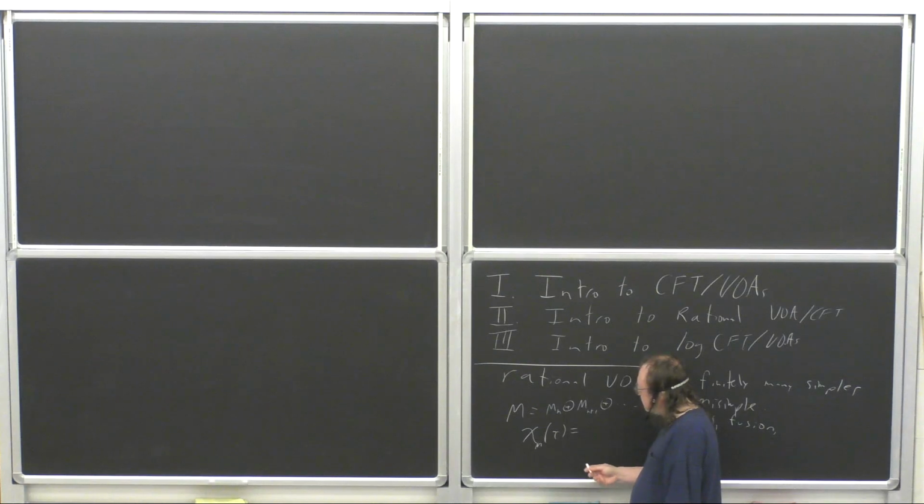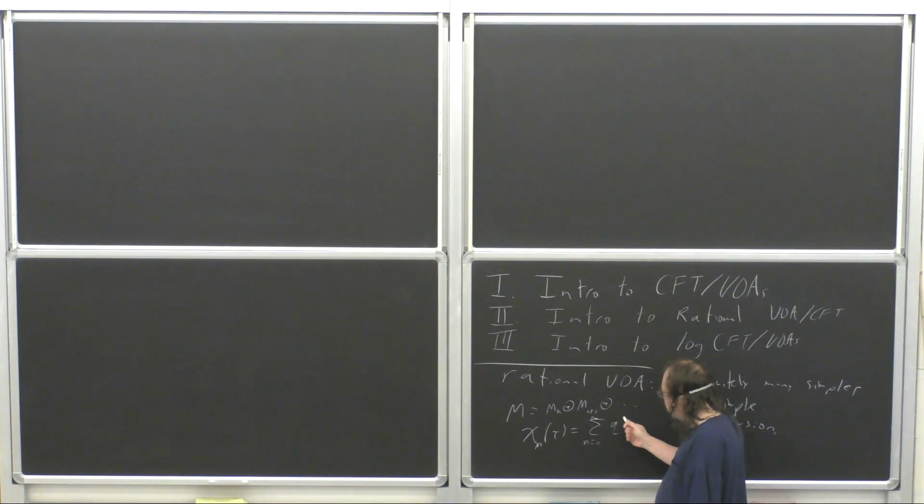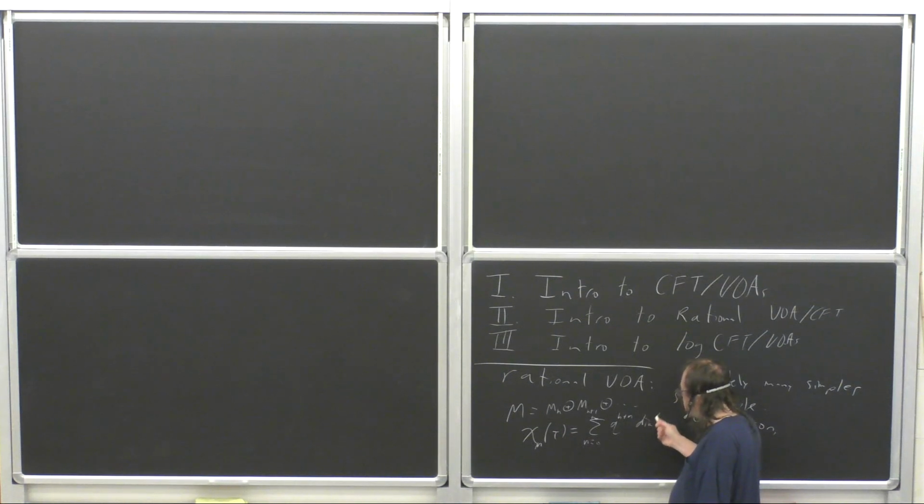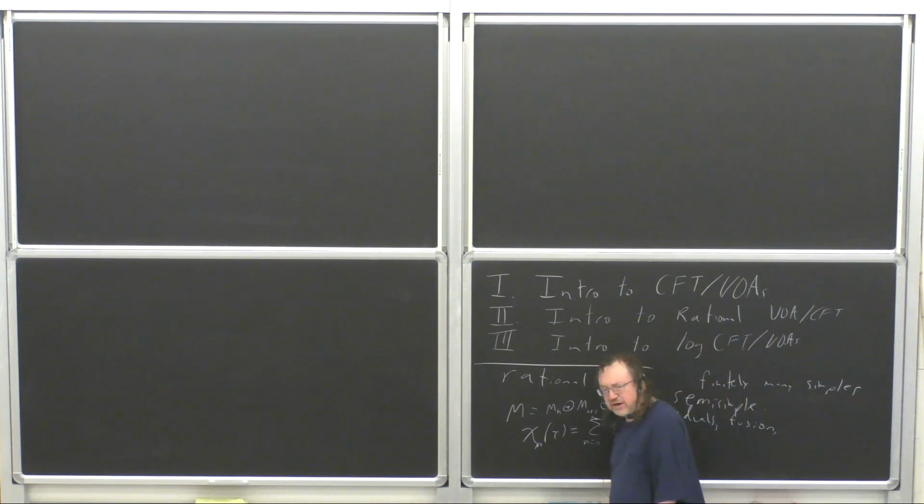heathens came long before the more enlightened people did and called this the character of the VOA. What this is, is just the graded dimension. You sum over all n of q to the eigenvalue, which will be, I guess, h plus n in this notation, times the dimension of that homogeneous, graded space, which is h plus n. Okay, well that's fine, that's wonderful.